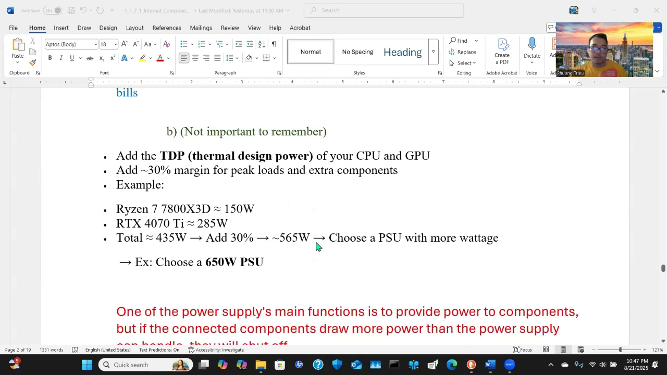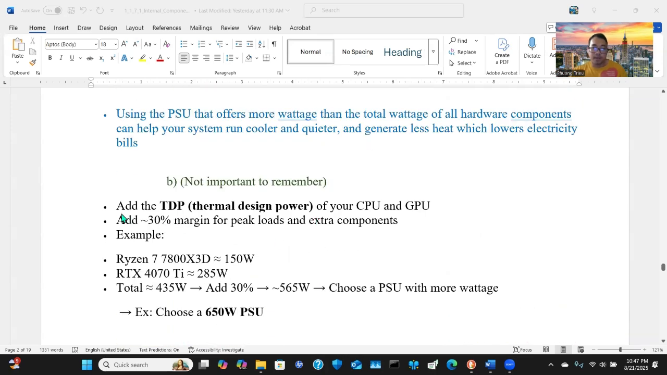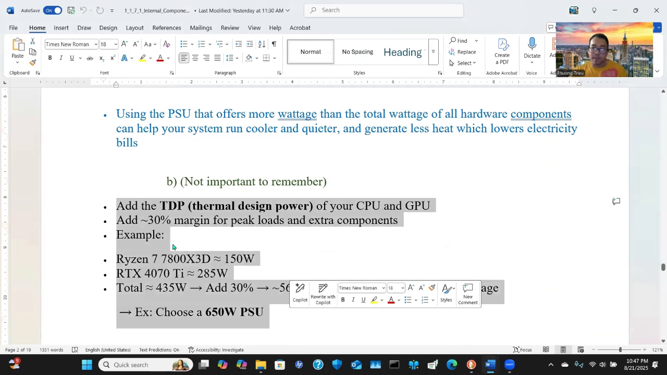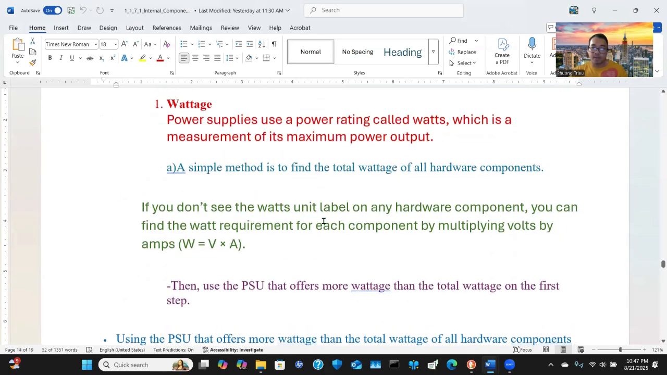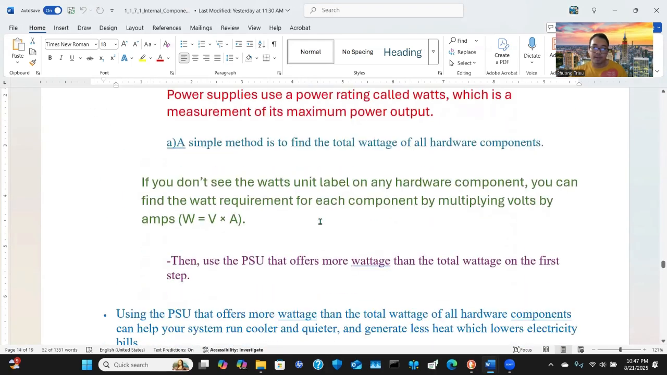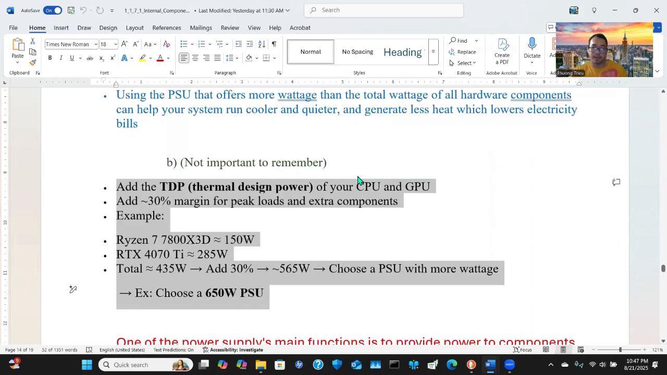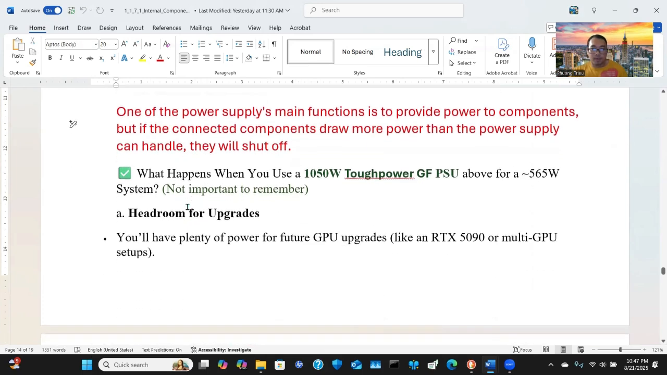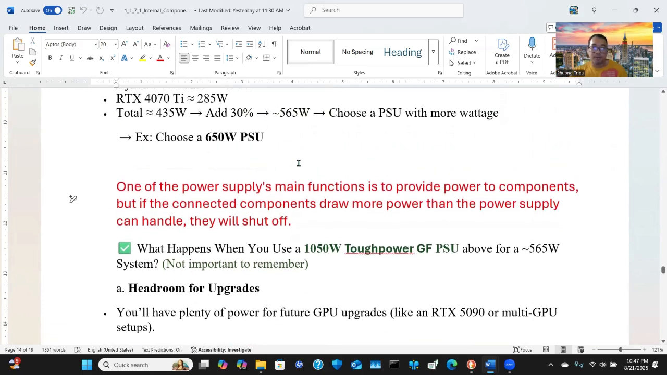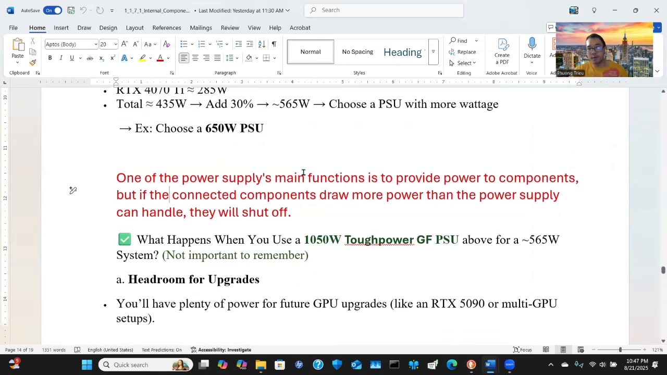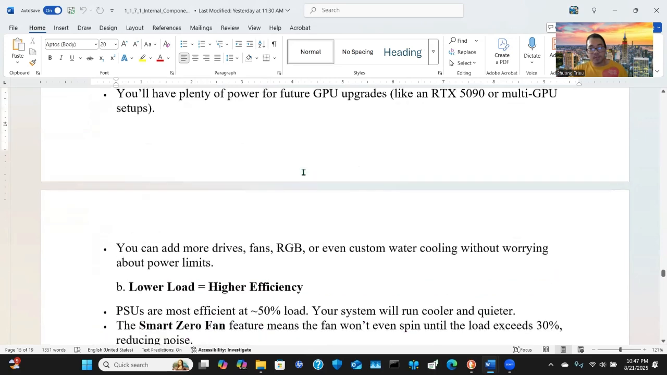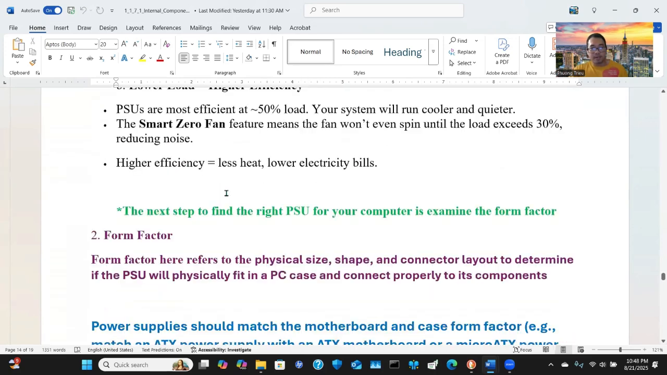So for this document, I already see that this information is not that important anymore, because what I want you to remember is just to find the total wattage for hardware components. That is the easiest method. One of the power supply's main functions is to provide power to components. But if the connected components draw more power than the power supply can handle, they will shut off. We already talked about this information.